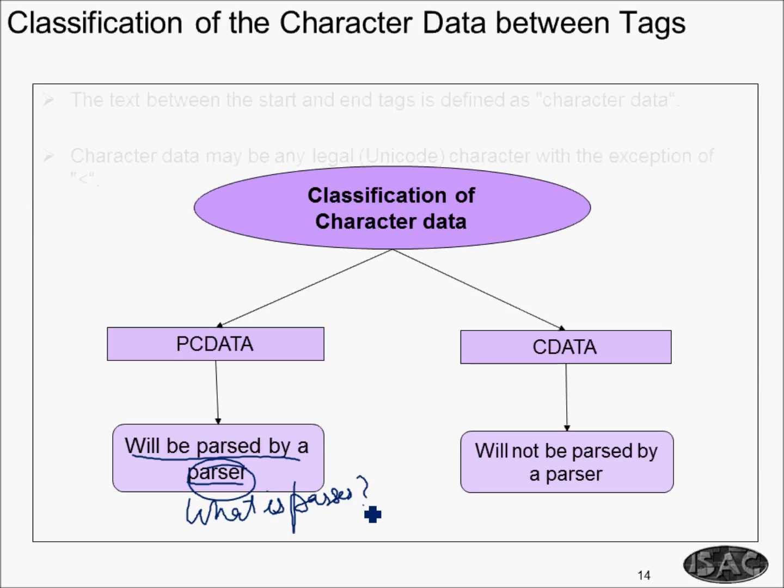What is CDATA? CDATA is that kind of data where, sometimes, for some special reason or mainly for understanding purposes, you want to put some character data which you don't want to be parsed. It is just for understanding the XML file. That kind of data will not be parsed by a parser, and that is called CDATA. And this is PCDATA, parsed character data, and that is character data.